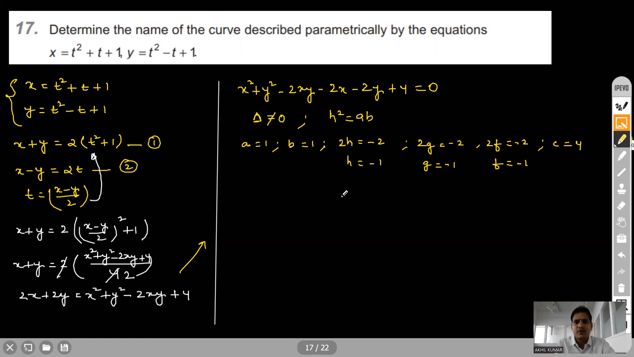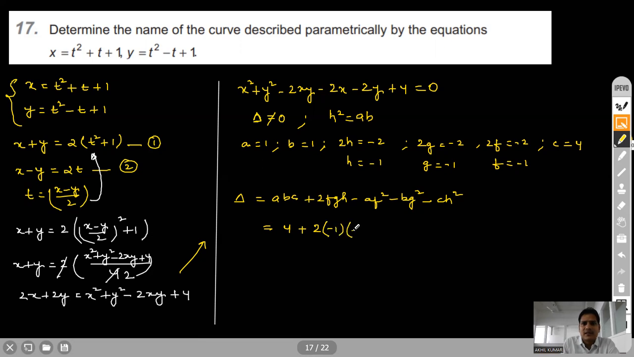In this question, I am doing it so that you can see how we get this value of delta and how we compare whether H square is equal to AB or not. So delta is nothing but ABC plus 2FGH minus AF square minus BG square minus CH square. So ABC means A into B into C, that will be 4, plus 2, F is minus 1, G is minus 1.